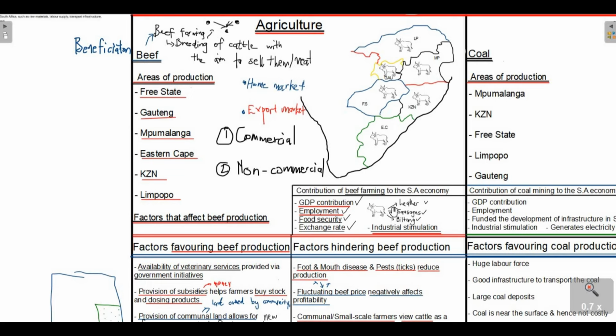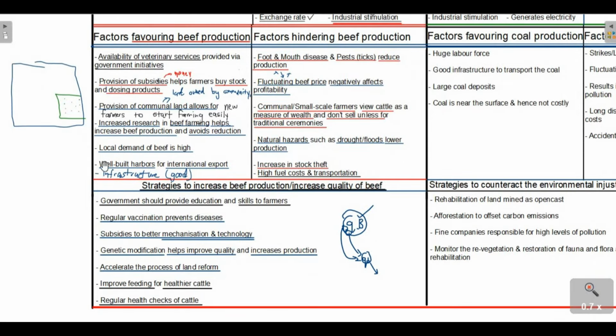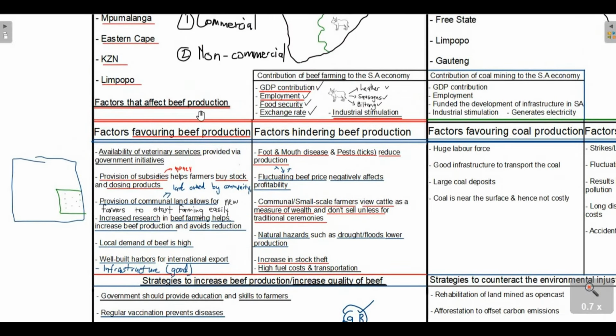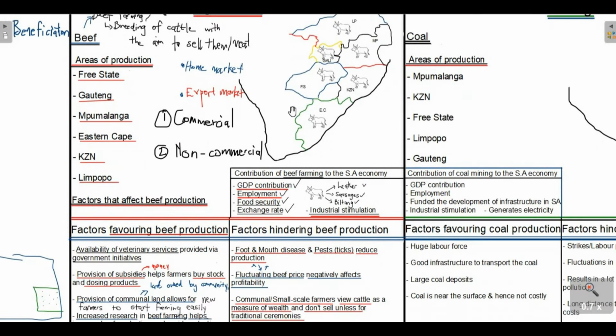Maybe it will have a graph. Maybe it has a bar graph or pie chart or a line graph. And it will show you, let's say, the amount of tons or kilograms of beef produced each year, and they usually start with questions that are based on the case study, and then the last question usually would be the strategies or factors that favor, factors that hinder. Okay, so please watch out for those.